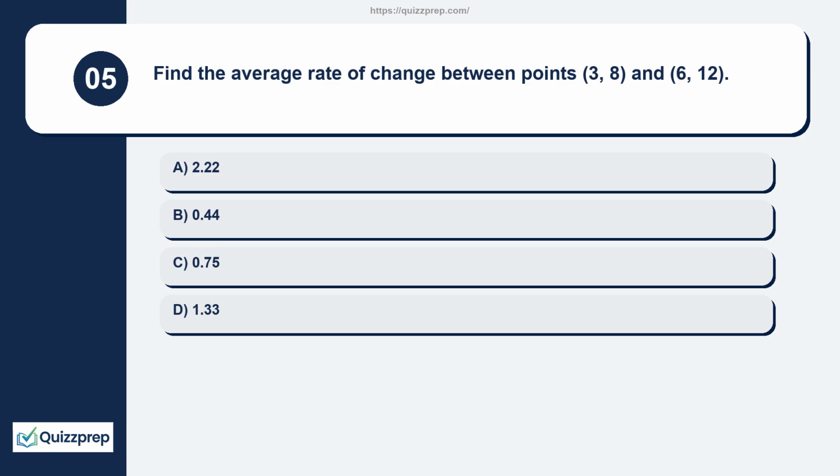Question 5. Find the average rate of change between points (3, 8) and (6, 12). 2.22, 0.44, 0.75, 1.33.